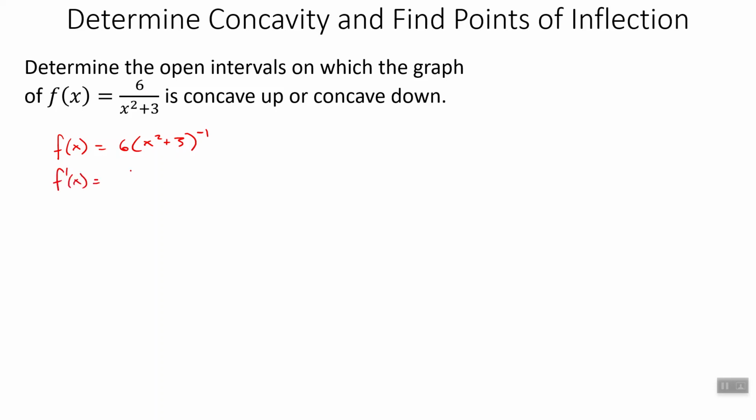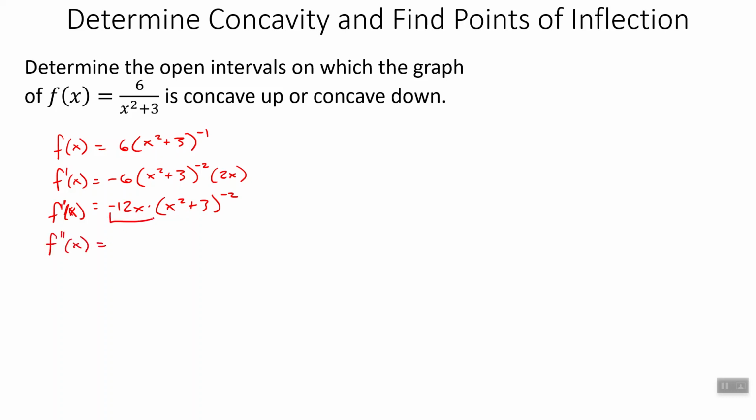F prime is, bring down the 1, we get negative 6 times x squared plus 3 to the 1 less exponent, times the derivative of the inside. So now we're getting negative 12x times x squared plus 3 to the negative 2. Now we've got some options. We can bring this back down to the bottom and do a quotient rule, or we can leave it as it is and just do a product rule. I tend to just leave it as it is. I like product rule better than quotient rule anyway, but it's kind of up to you.